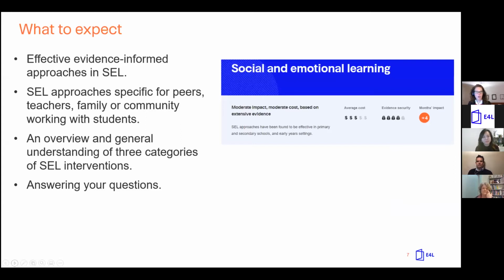So what are we going to cover tonight? We've really structured all of this around answering your questions. There are a few areas that we're going to cover off. We'll explore some of the basic principles around SEL. So, as always, it will all be evidence informed. We'll be specifically looking at how you can implement this in your school setting, and an overview of the three general categories involved in understanding social-emotional learning interventions.